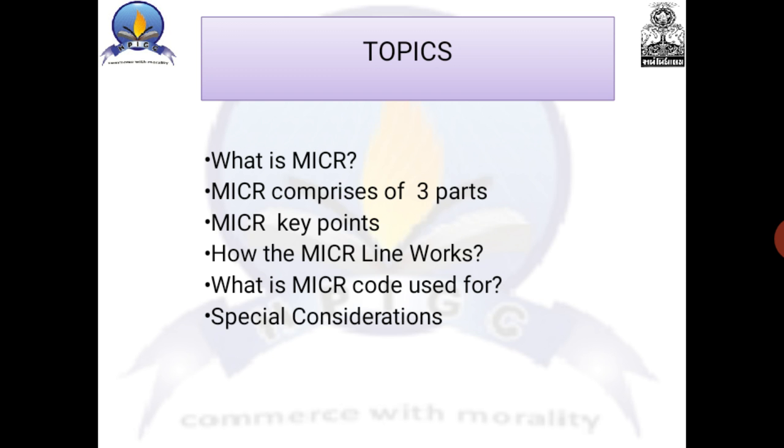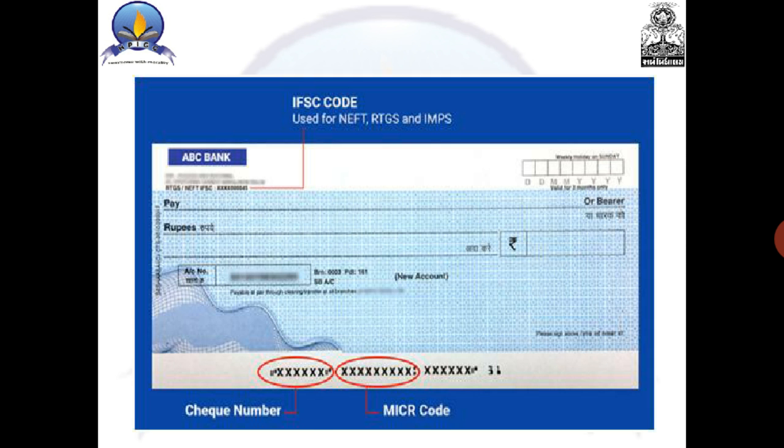It comprises 3 parts. Number 1, the first 3 digits represent the city code. They are assigned with the PIN code we use for postal addresses in India. The next 3 digits represent the bank code. The last 3 digits represent the branch code. The MICR code is located at the bottom of the check leaf next to the check number. You can also find it printed on the first page of a bank savings account passbook.